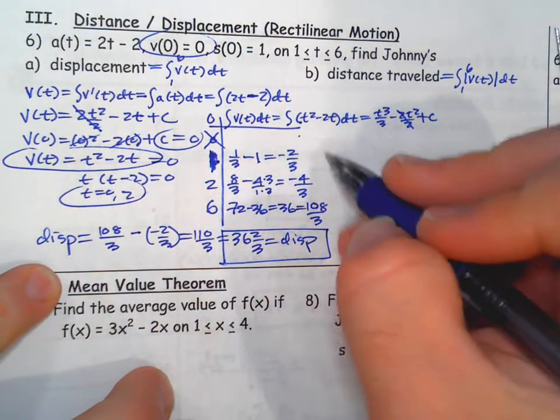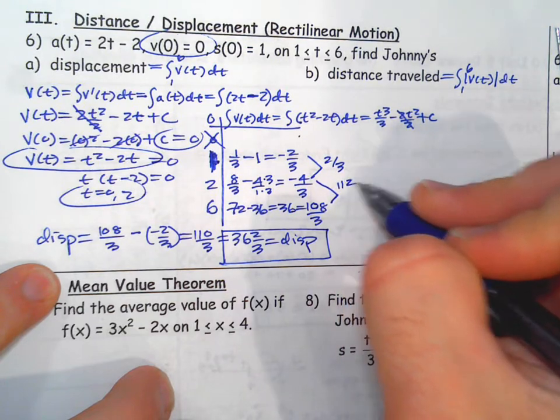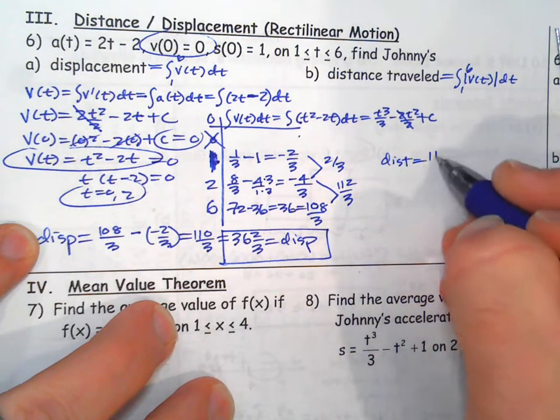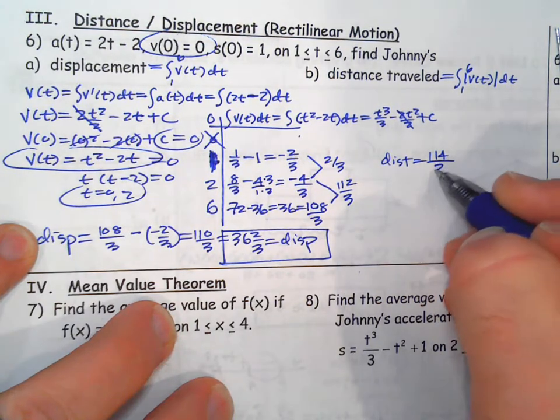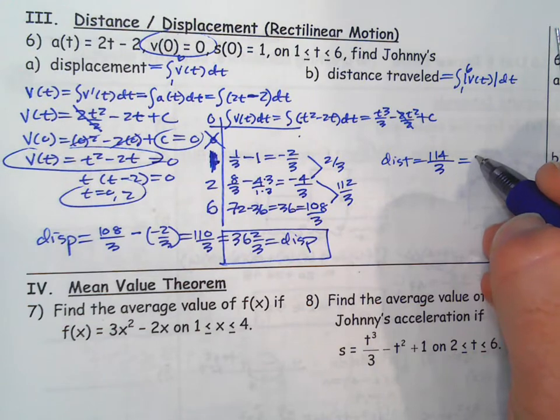Distance is just going to be all these distances out of. That's going to be positive 2/3. It's going to be 112/3. So distance is going to be 114/3, which actually is a nice answer. It's 38.